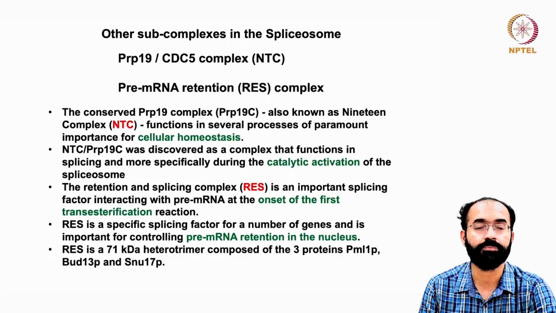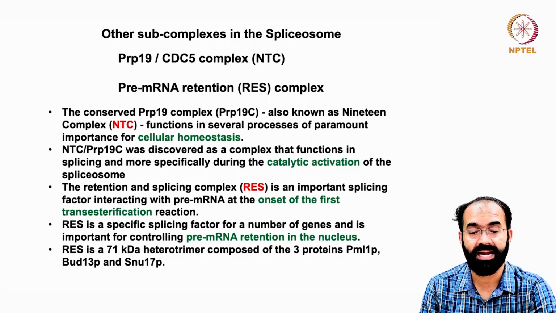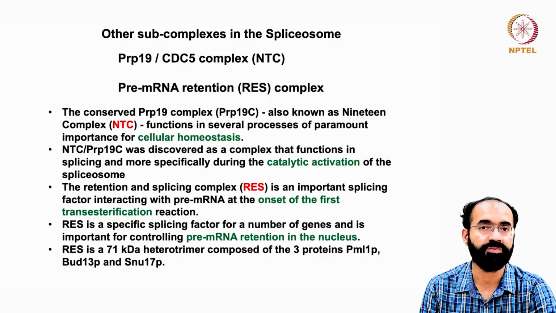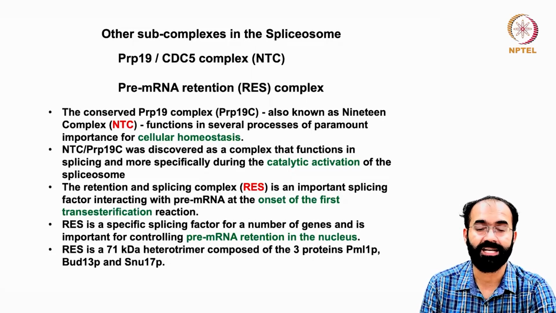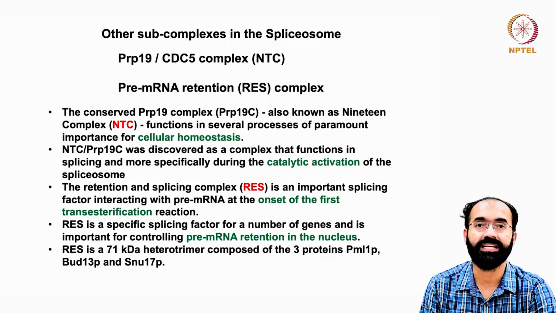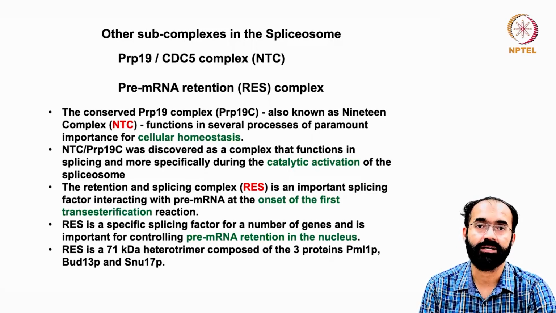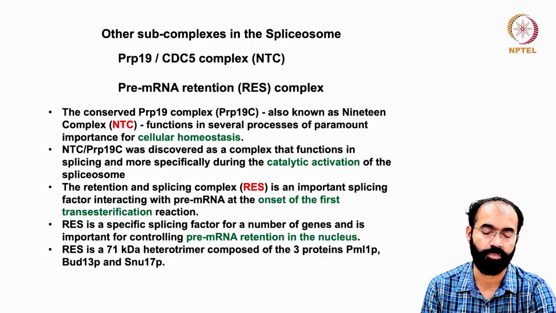So the retention and the splicing complex, that is called RES complex, is an important splicing factor interacting with the pre-mRNA at the onset of first trans-esterification reaction, because without which it will not proceed in a spontaneous manner. So RES is a specific splicing factor for a number of genes and is important for controlling pre-mRNA retention in the nucleus. So RES complex also makes sure that no unwanted or unprocessed RNA move to the cytoplasm.